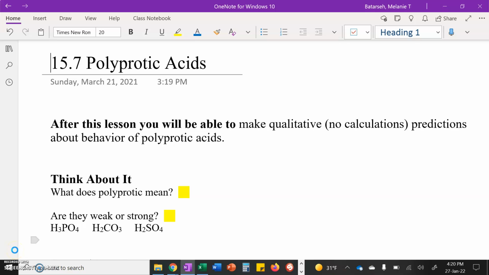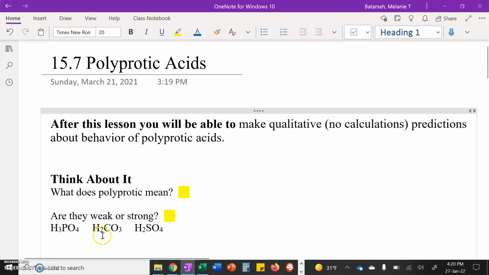This is 15.7, and we're talking about polyprotic acids. After this lesson, you'll be able to make qualitative predictions, meaning you don't have to do any calculations, about the behavior of a polyprotic acid. So first of all, just what does polyprotic mean? Poly means many, and protic is referring to protons. So it's saying many protons.